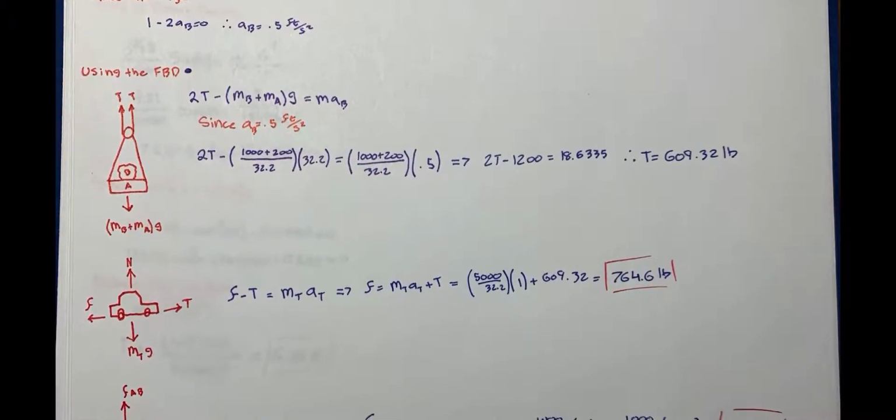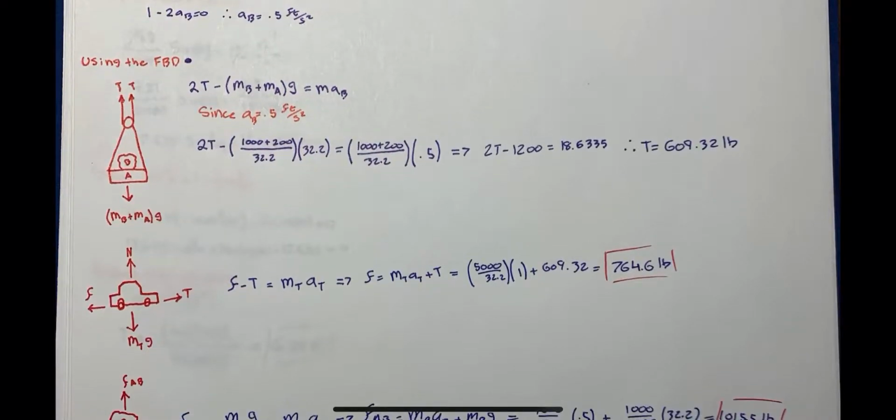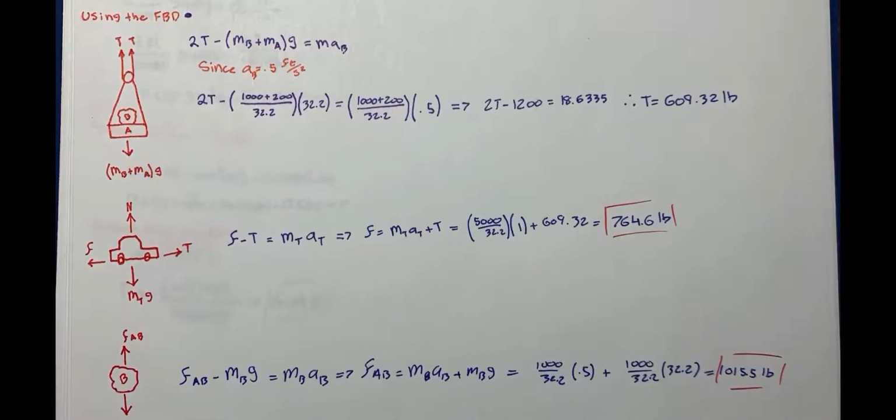And then we need to do a free body diagram of the boulder, and here it is. From that free body diagram, we get the equation 2T minus (mb plus ma) times g is equal to mab, and we can plug in our knowns into that equation and solve for the tension. So the tension in the rope should be about 609 pounds.